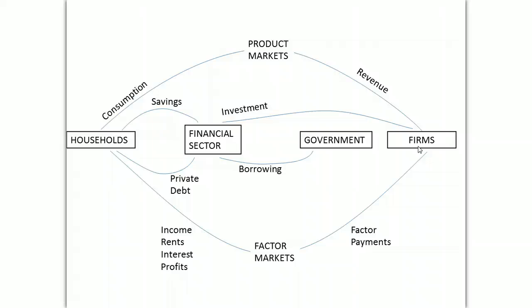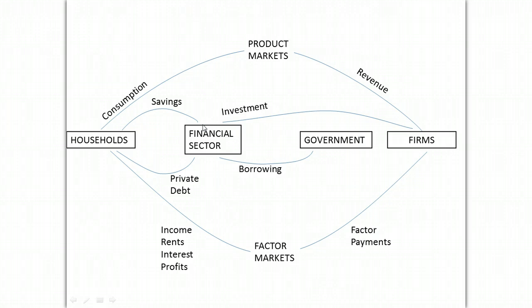Not all money that households get has to be spent. So household consumption doesn't have to exhaust the full amount of household income. Households have a choice of what they can do. They can consume and go to product markets, or they can save and put the money into the financial sector. So this here is a flow from households to the financial sector, a flow of savings.